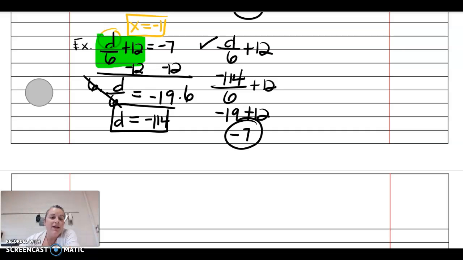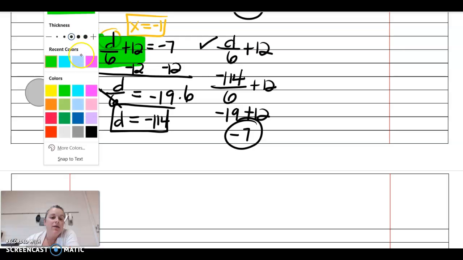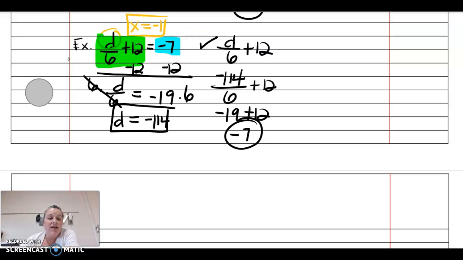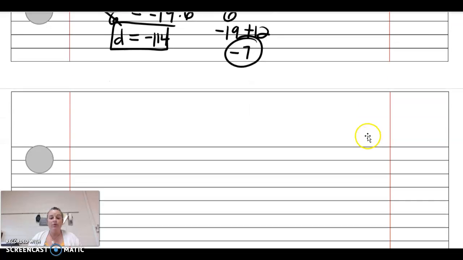The right-hand side is already negative 7, so we're done checking that side, so that's nice. Both sides have negative 7. Now, if your checks don't work out, you know you did something wrong, and you can always go back and refer to your work.